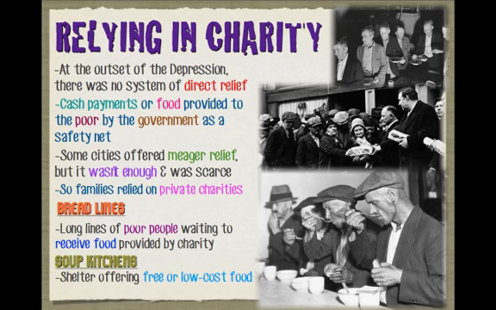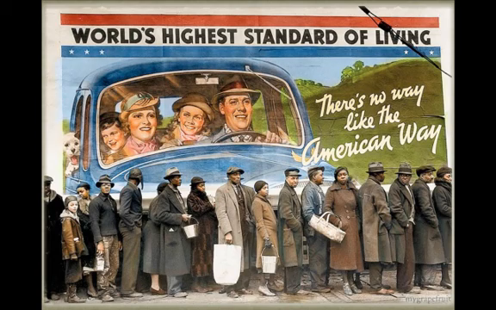Breadlines, long lines of poor people waiting to receive food provided by charity, or soup kitchens, shelters offering free or low-cost food. So any type of charity, people would have to rely on private charities. There was no help from the government. There were no food stamps, there was no welfare, there was no unemployment, no resources from the government. So here's a picture kind of showing the irony: these people are waiting in a bread line wanting to get food, but the background shows the world's highest standard of living. There's no way like the American way. So during the Great Depression, this definitely was not true.